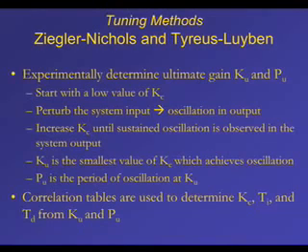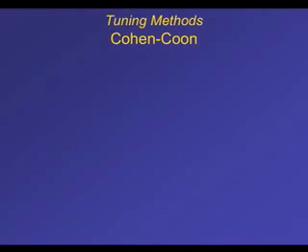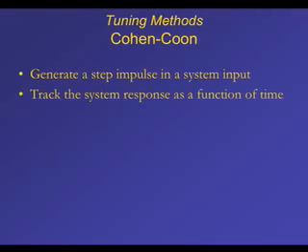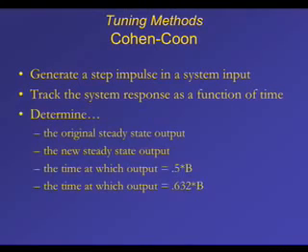The Cohen-Kuhn method is entirely different from either of the previous tuning methods. First, an impulse is generated in one of the system outputs, which is to be controlled. The system output is then monitored as a function of time. Several values must be calculated using this data, including the difference between the old and new steady-state output, B. This may require curve fitting or linear interpolation between data points.